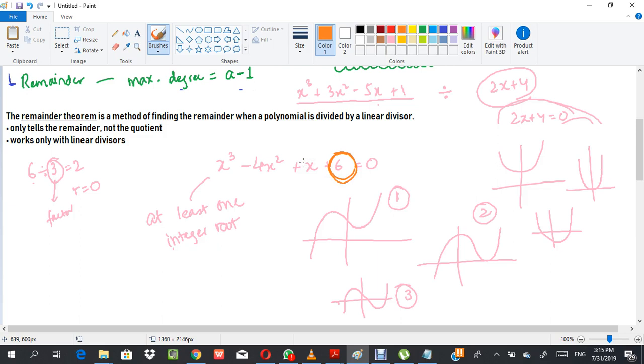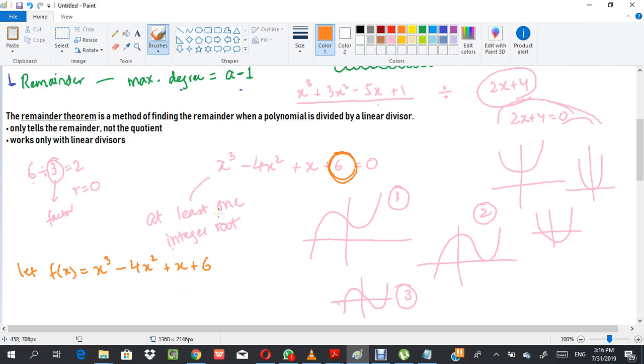Right. So what we'll do is, the first step would be to write this cubic equation as a function. So we'll first say that let f of x is equal to x cubed, take away 4x squared, add x, add 6.